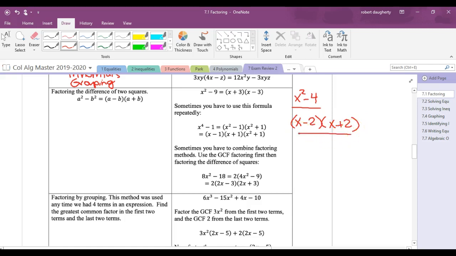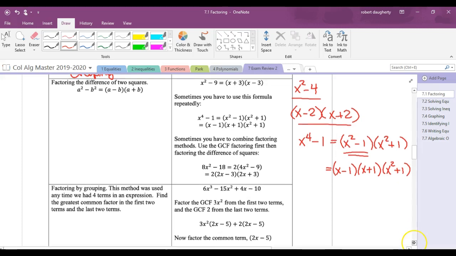Now sometimes, what it's illustrating here is you have to do this method more than once. So x to the 4th minus 1. That is x squared minus 1 times x squared plus 1. Both of those being perfect squares. And then you look at it and see, wait, I'm not done. That is also the difference of squares. That's x minus 1, x plus 1, and there is nothing to factor the sum of two squares. So that's my final answer there.